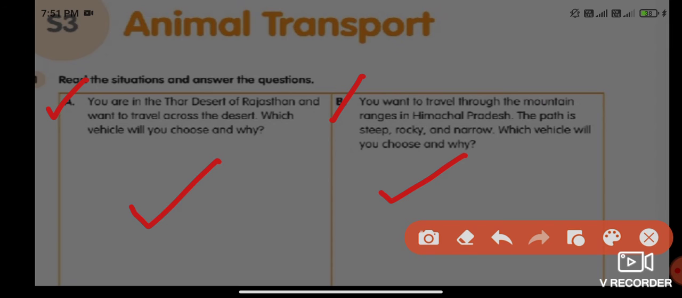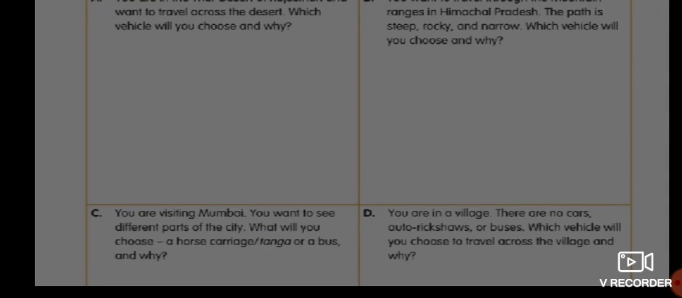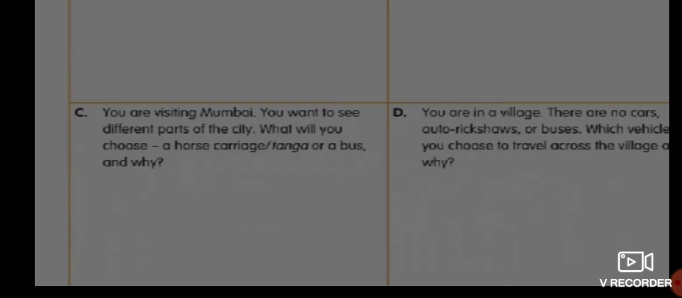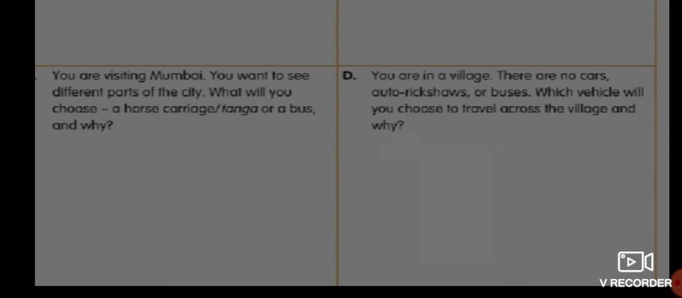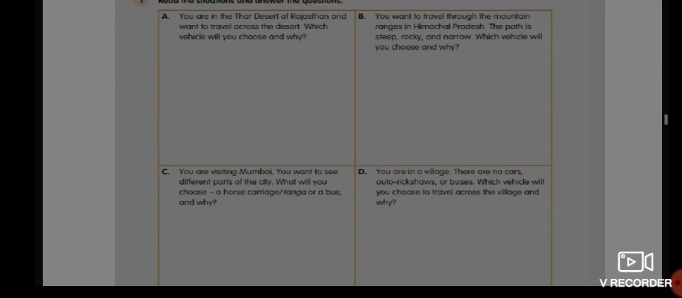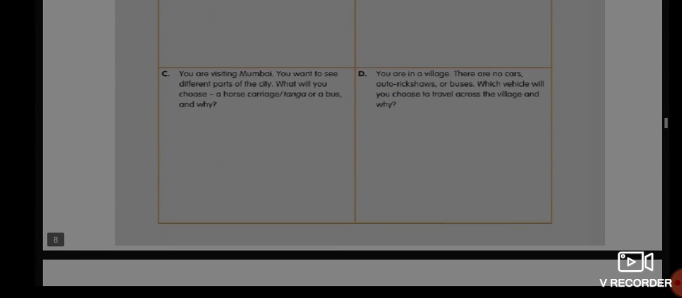If you want to travel through the mountain ranges in Himachal Pradesh, the path is steep, rocky, and narrow. Which vehicle will you use and why? C, you are visiting Mumbai and want to see different parts of the city. What will you choose, a horse carriage or tonga, or a bus, and why? D, you are in a village. There are no cars, auto rickshaws, or buses. Which vehicle will you choose to travel across the village and why? All these are situations. Read them properly and then write the answer in the given space.